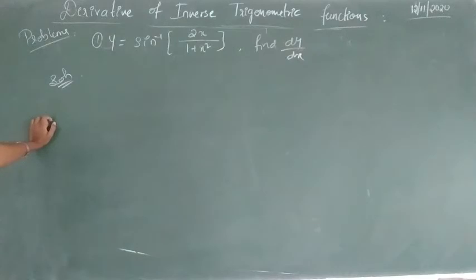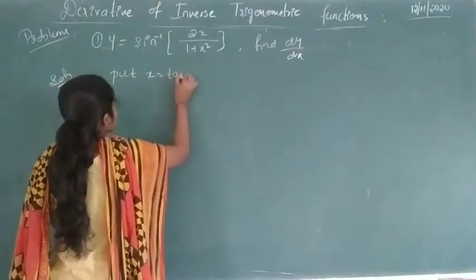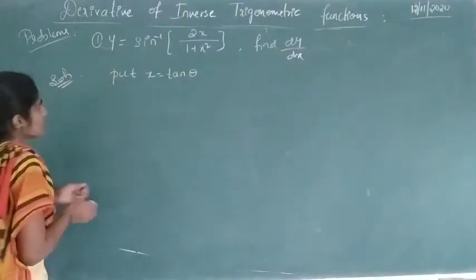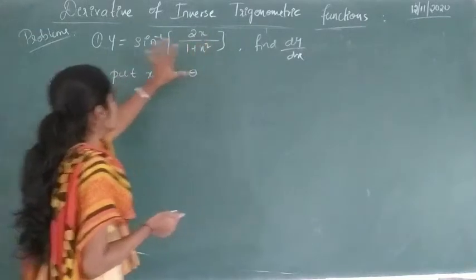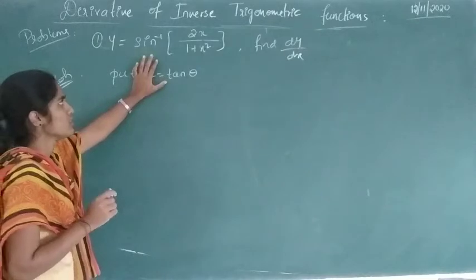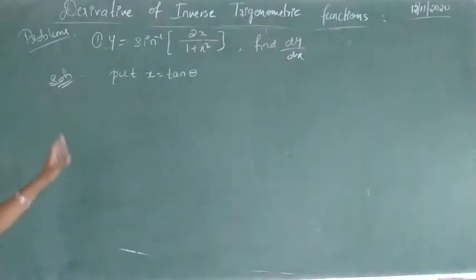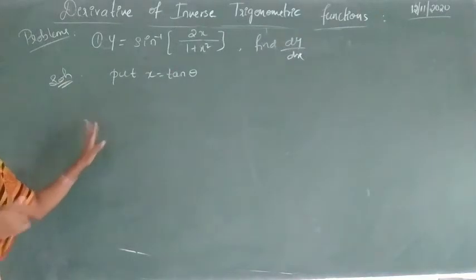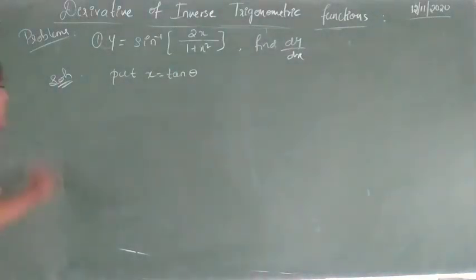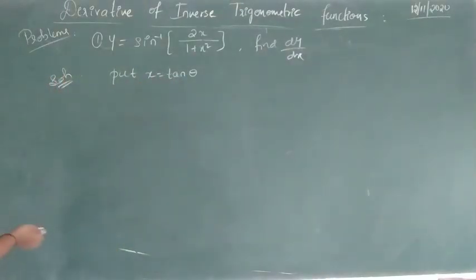Here what I will do is, put x is equal to tan theta. See, these types of problems I solved in the inverse trigonometric functions. So please once again revise those inverse trigonometric functions to understand this differentiability. I follow the same procedure here. So you should have the previous chapters' links, then only you will understand this concept.